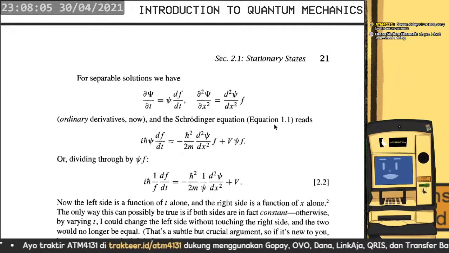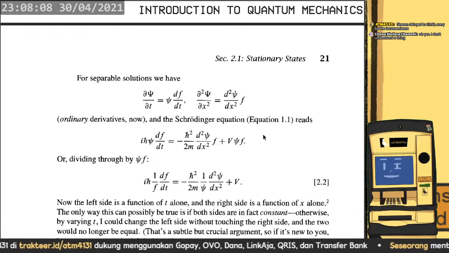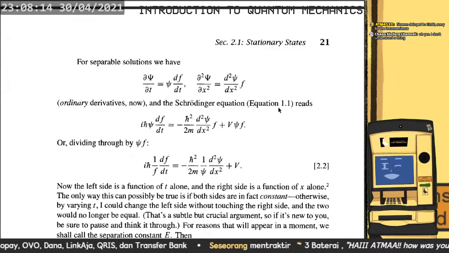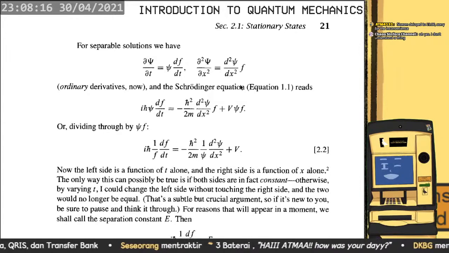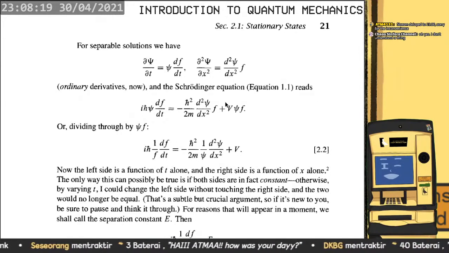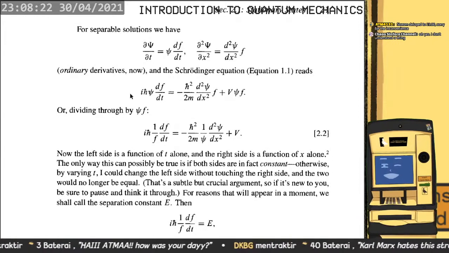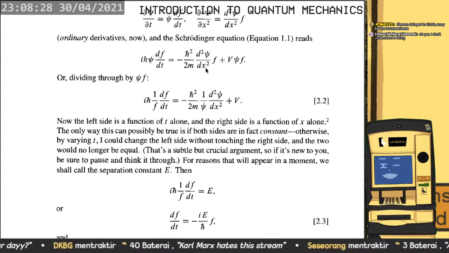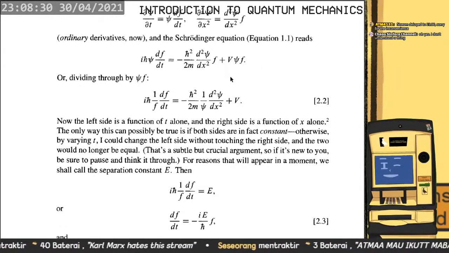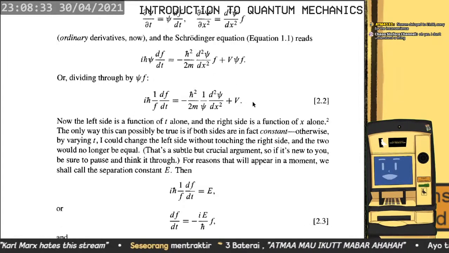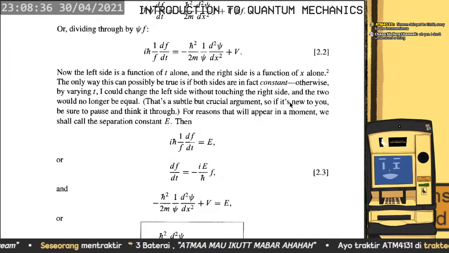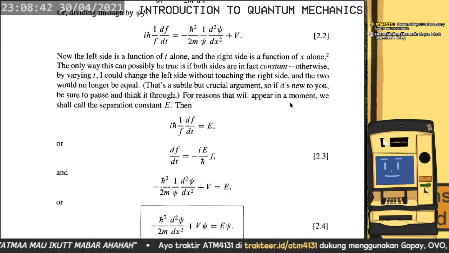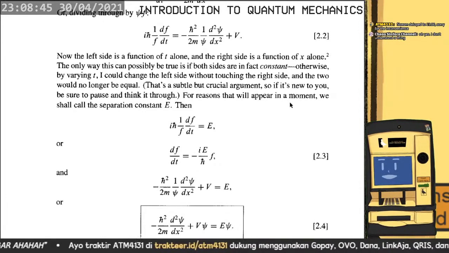For separable solutions, we have ordinary derivatives now, and the Schrödinger equation looks like this, with the Greek letters. Dividing through by ψf, now the left side is a function of t alone, and the right side is a function of x alone.